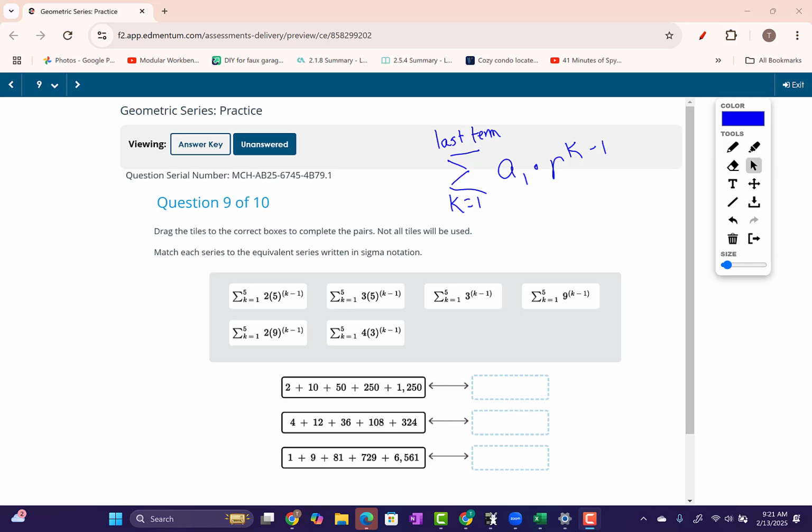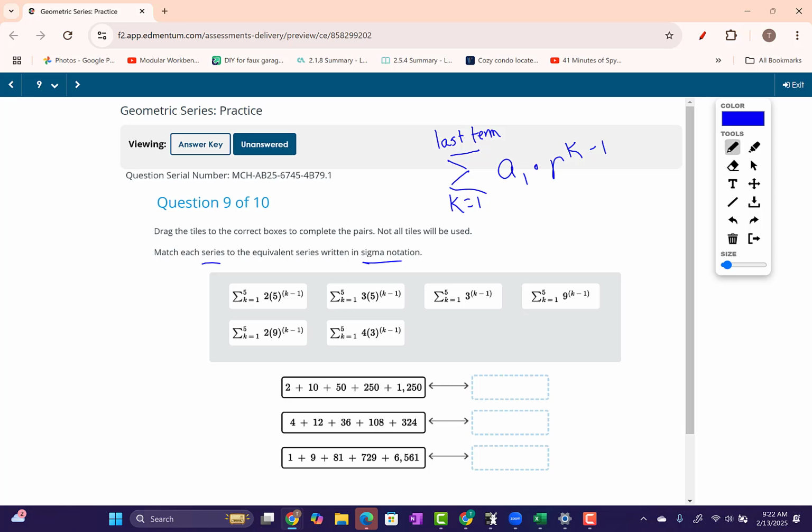Question 9, drag the tiles to the correct boxes to complete the pairs. Not all tiles will be used. Match each series to the equivalent series written in sigma notation. So I've got sigma notation written right here.